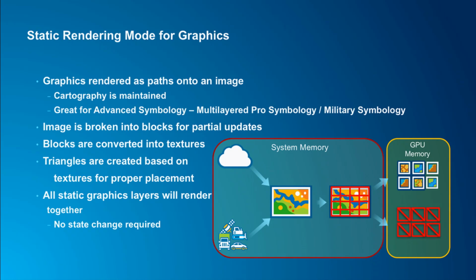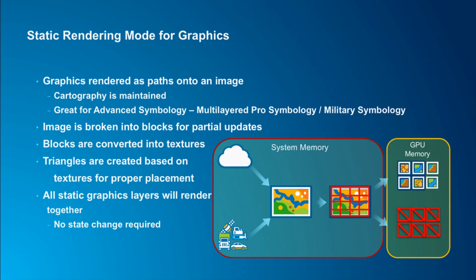So in static rendering mode for graphics, we're basically rendering the graphics as paths on an image. This maintains your cartography, which could be very important depending on what kind of symbology you're using, like advanced symbols. And advanced symbols are the multi-layer Pro symbols that you can get from feature services or military symbology. This is where, if your symbol doesn't look like it does in Pro, this is not a good thing, right?